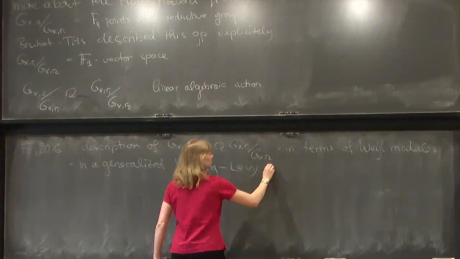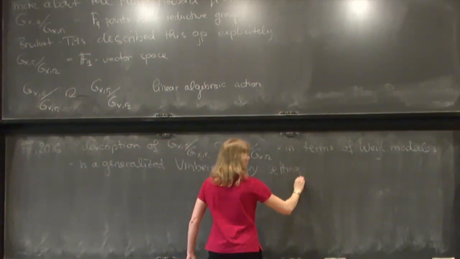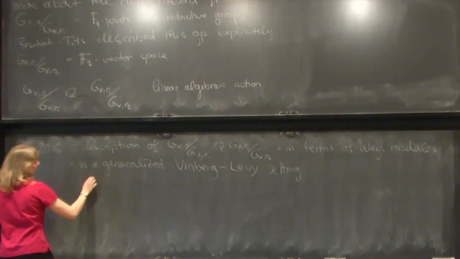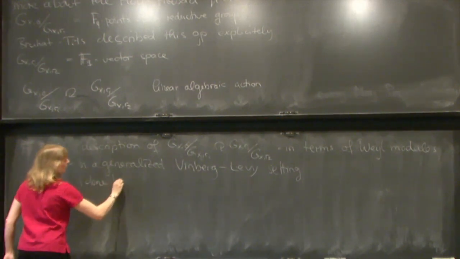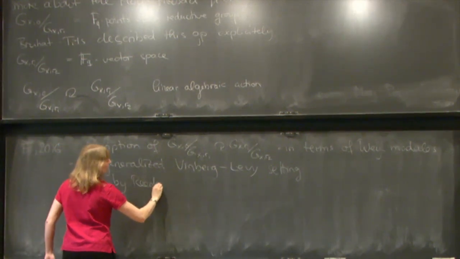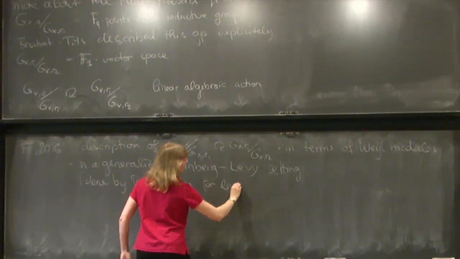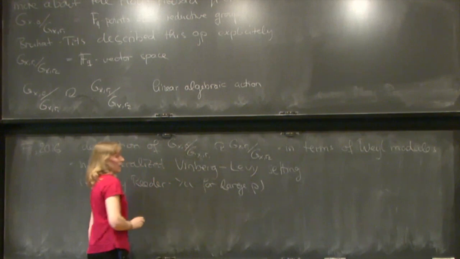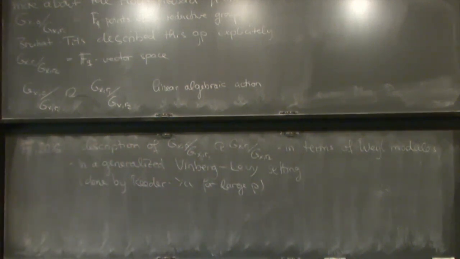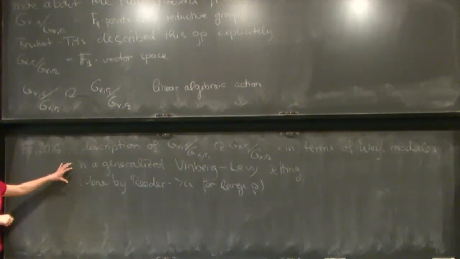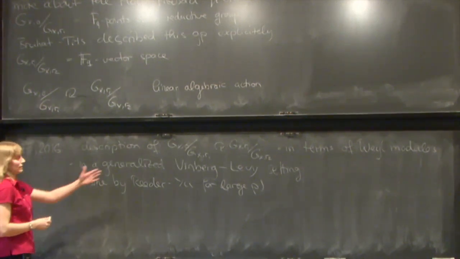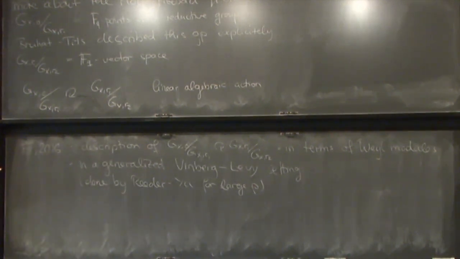And I should mention that this was done by Reeder and Yu for large primes before. But it works also for small primes. This just means I described it as a graded piece in a Lie algebra, basically. I just put it basically on the blackboard in case you've heard about it and would like to talk to me about it.